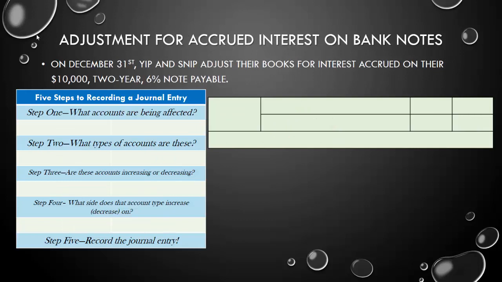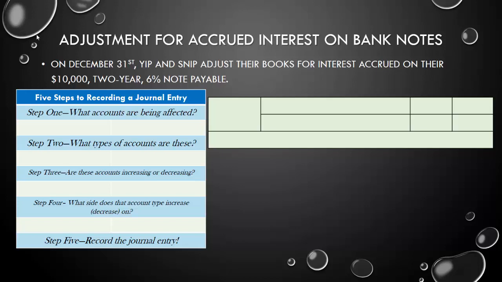At the end of the period, if you have outstanding loans from a lending institution, or if you owe your credit card company money, any of that kind of stuff, you're going to owe them interest. And that interest is going to be accumulated during the period, even if you're making a payment in the future. So you need to put that interest expense on the books in the period which it was actually added to your bill. On December 31st, this 6% 2-year $10,000 loan that Yip and Snip took out from a bank is going to have some interest tacked onto it.